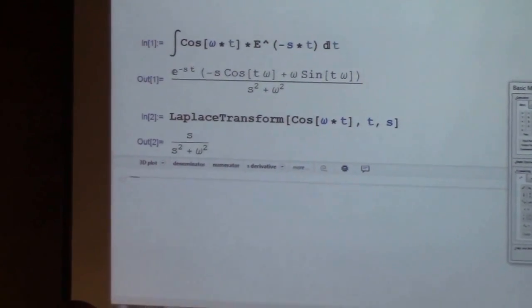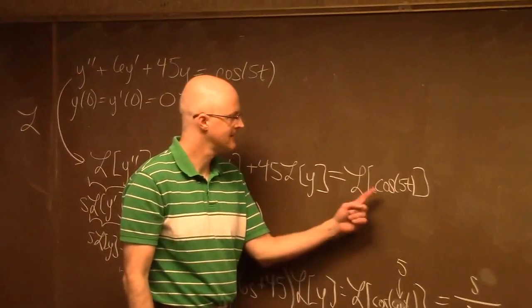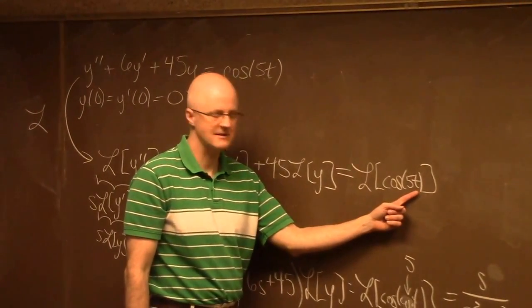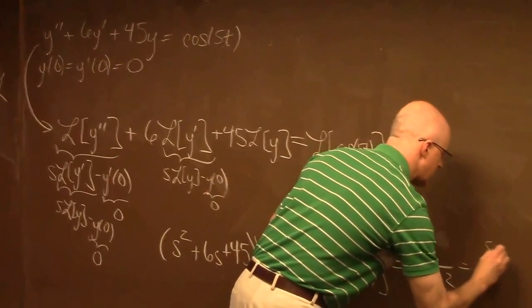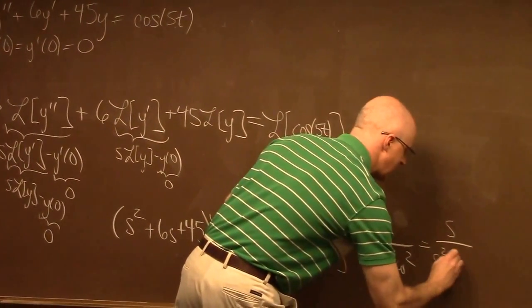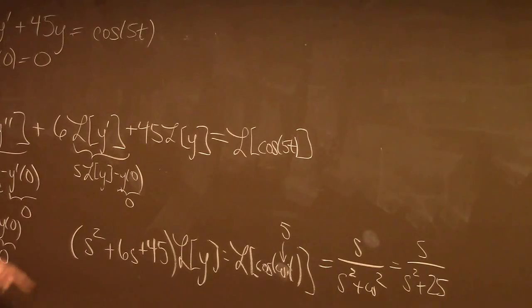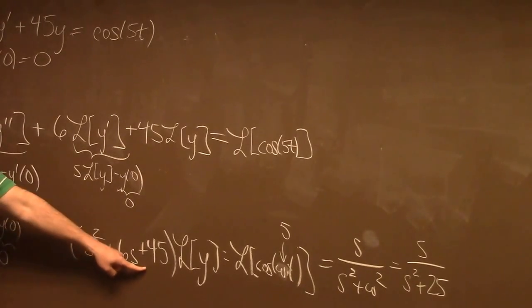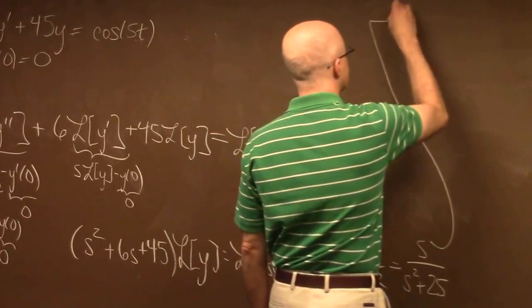And what is omega here? I guess I should have put a 5 there. I was thinking more generally. Omega's 5 here. So when omega's 5, this becomes s over s squared plus 5 squared. It becomes that. Now we're going to divide both sides by this thing, and that's the Laplace transform of the solution.